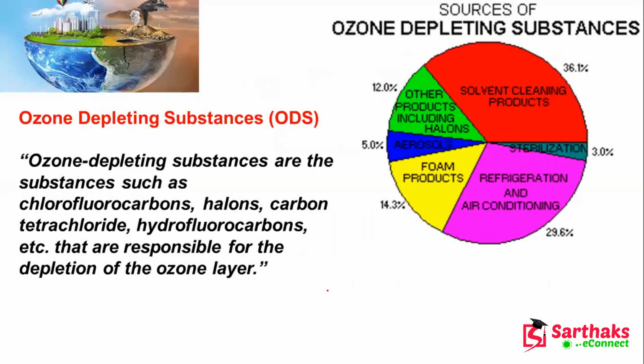Among ozone depleting substances, as already told, solvent cleaning is 36.1% here, and 12% other products including halons, aerosols is 5%, and sterilization we have 3% here, and refrigerator and air conditioner is 29.6%, and 14.3% foam products. So for aerosols, I'm writing here the aerosols.